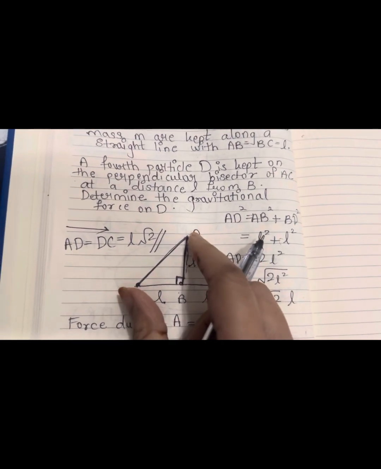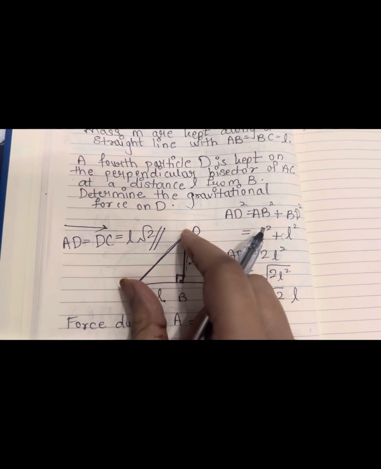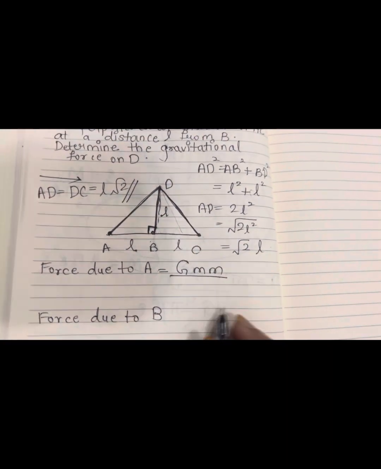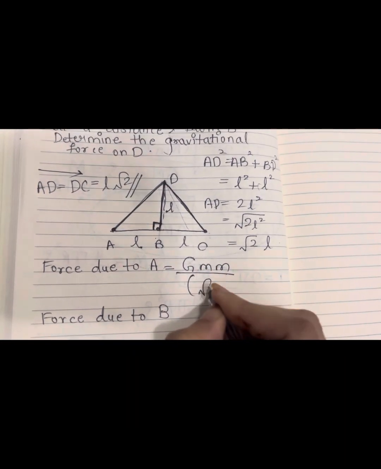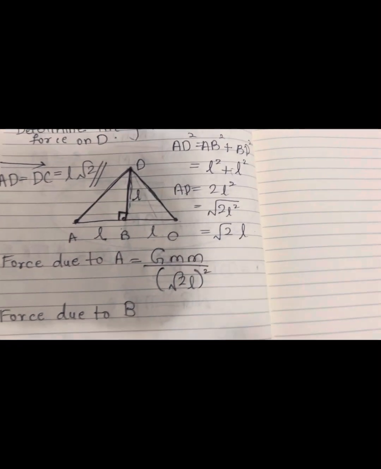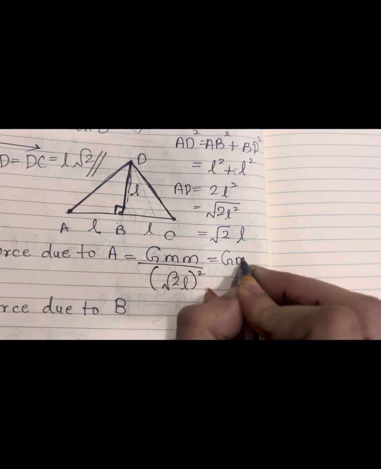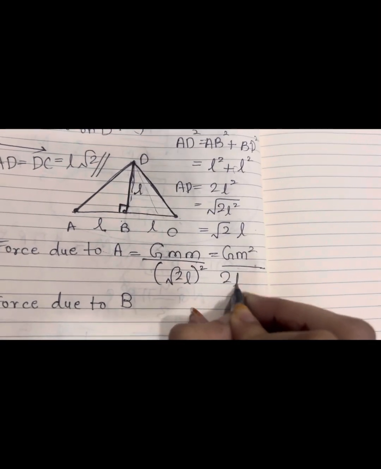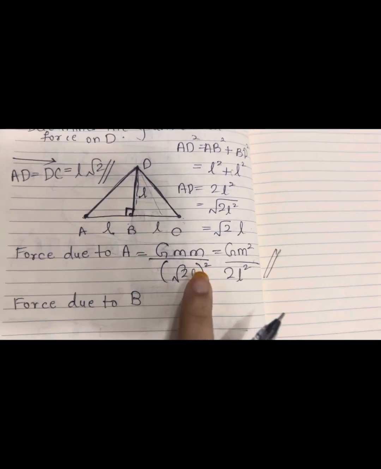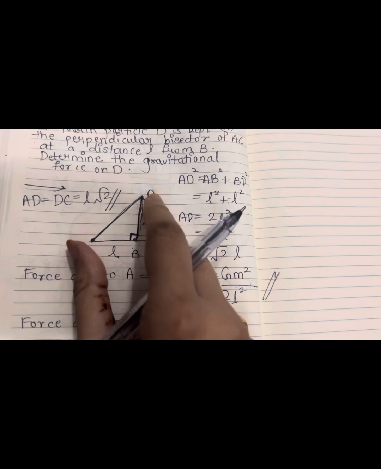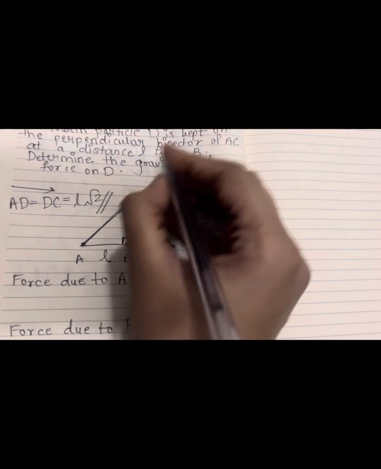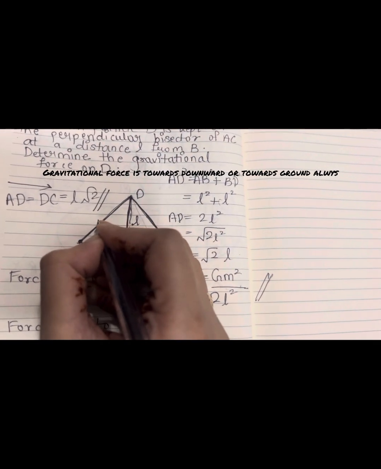So now I have the value of this term, that is AD and CD. The distance between them squared will give me Gm square upon 2L square. This is the gravitational force on point D due to A, or the gravitational force between them, which is directed towards A.